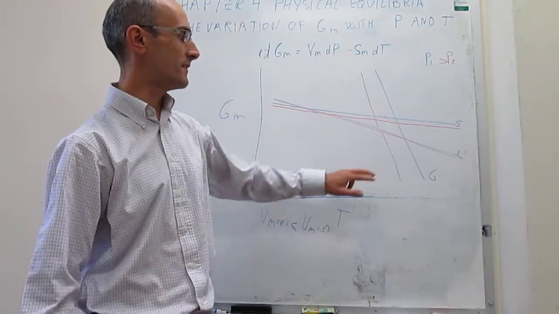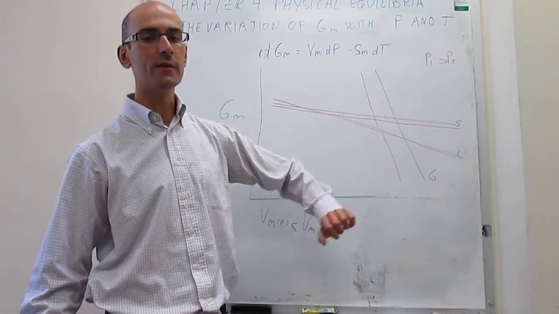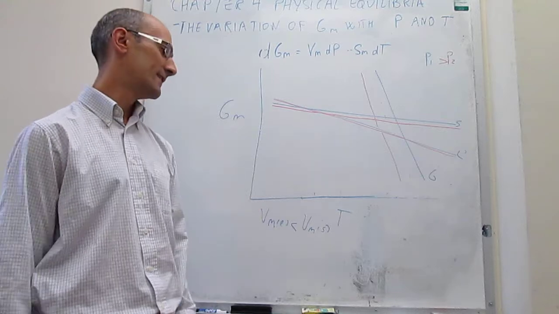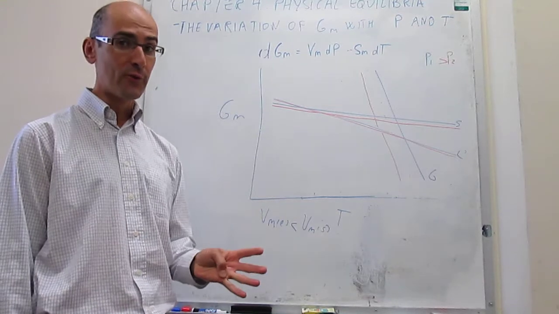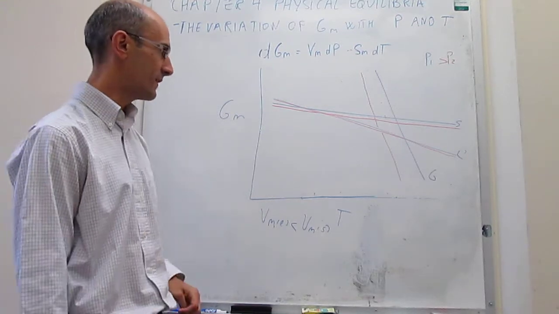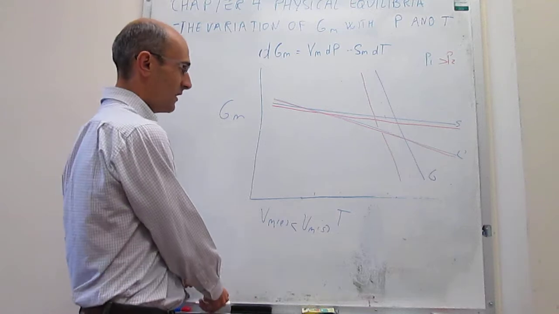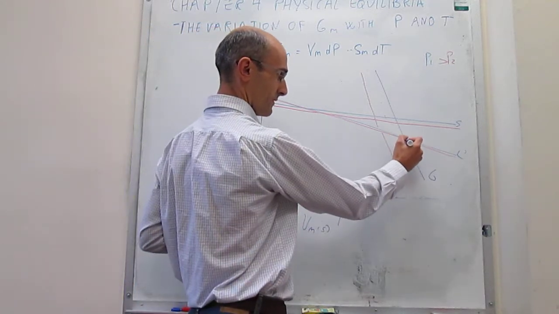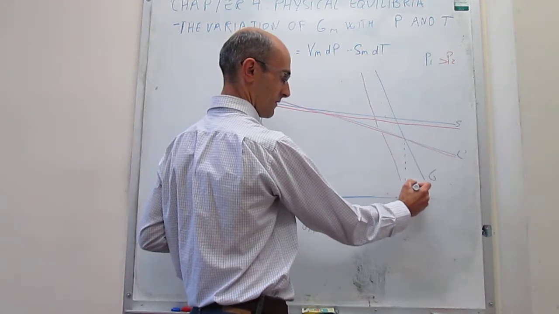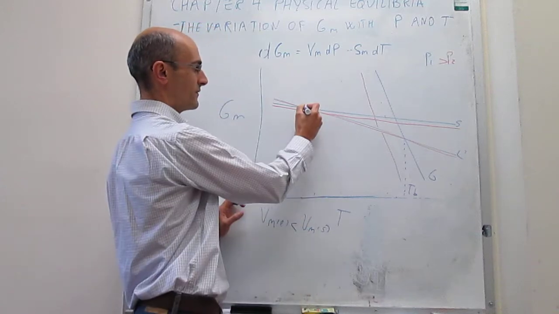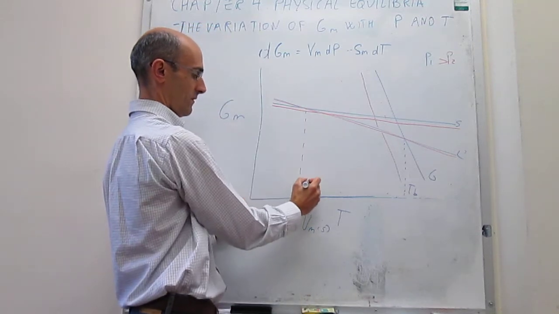Okay, and again, notice that the offset for the solid is greater than that for the liquid, because the molar volume of the solid is greater than the molar volume of the liquid for only water. Okay, so what happens to the freezing point and the boiling points? All right, the original boiling point is right there. Okay, and the original freezing point is right here.